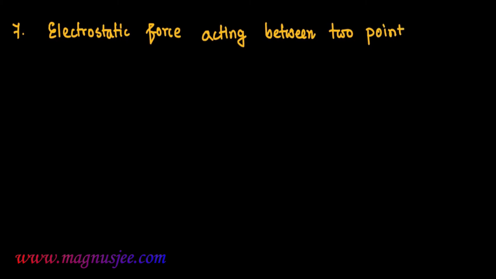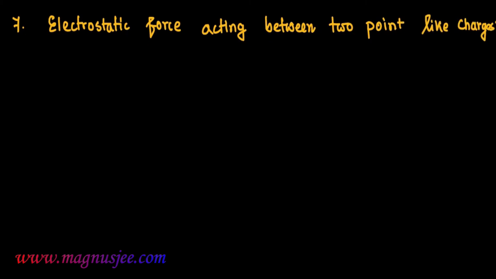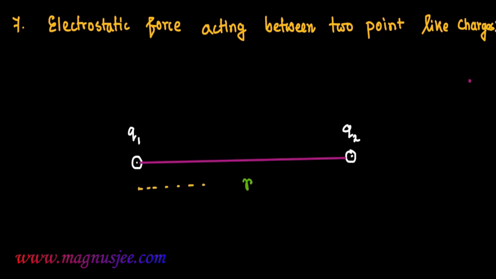The expression of electrostatic force of interaction acting between two point like charges. Q1 and Q2 are the two point like charges, and R is the distance between these two point like charges.